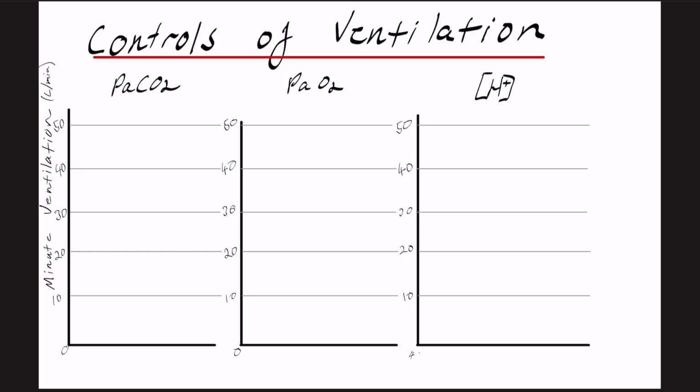You can see for PaCO2, it goes up in tens from 10, 20, 30, 40, and 50. And then our PaO2 is up in 20s, so 20, 40, 60, 80, and 100. And then our hydrogen ion concentration is in nanomoles per litre, and this is just 40, 42, 45, 46.